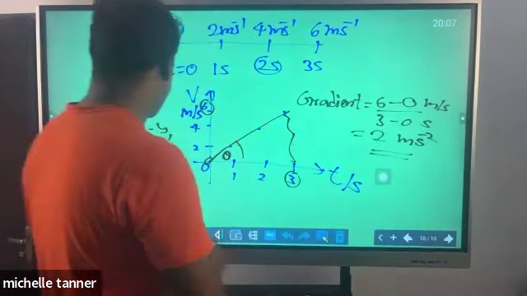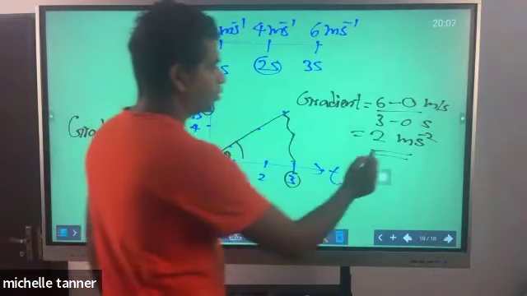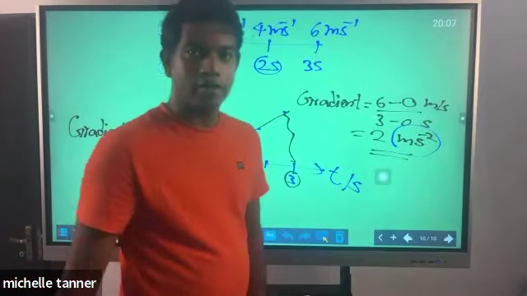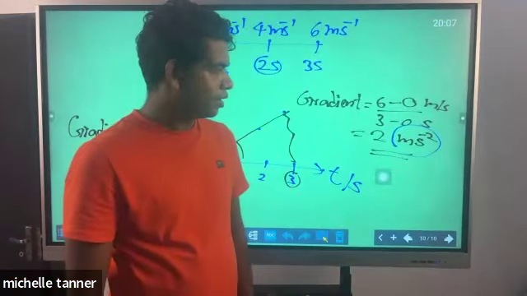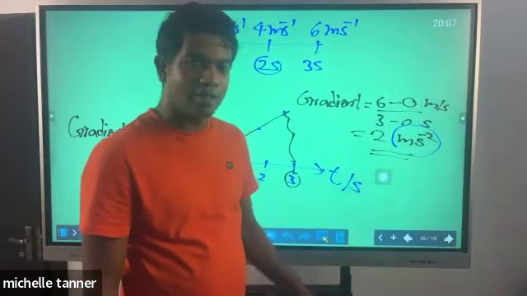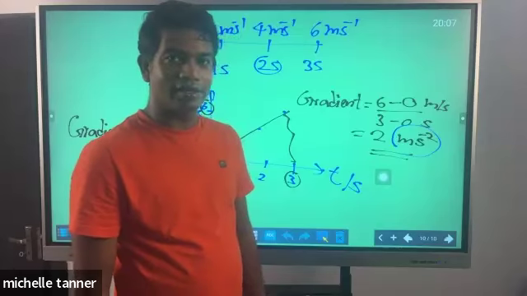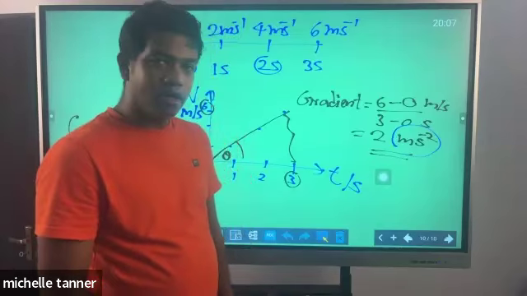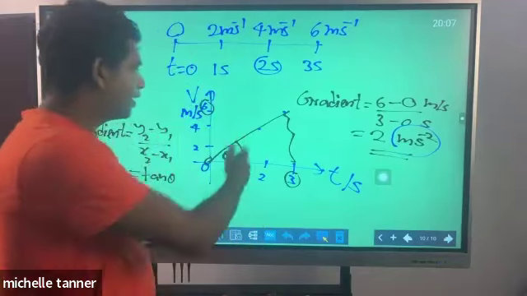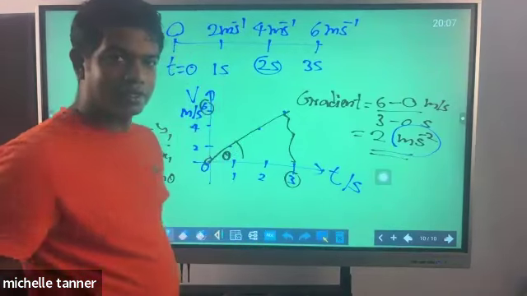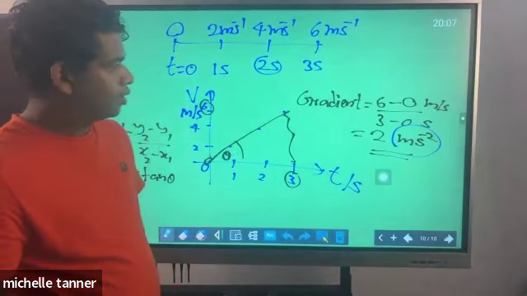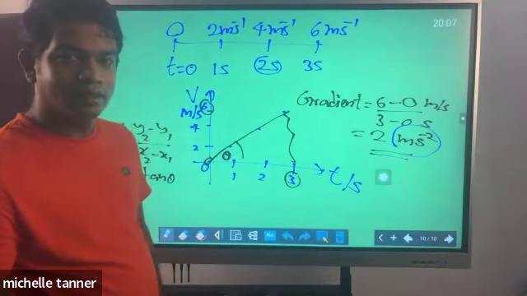Now you can see the unit. What's the unit? Meter per square second. Meter per square second is the unit of acceleration. Therefore, you have to know the gradient of a velocity time graph gives acceleration. Is it clear?